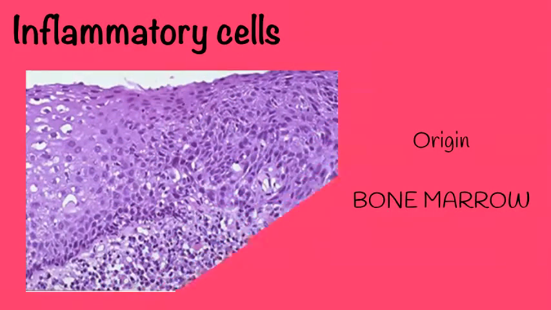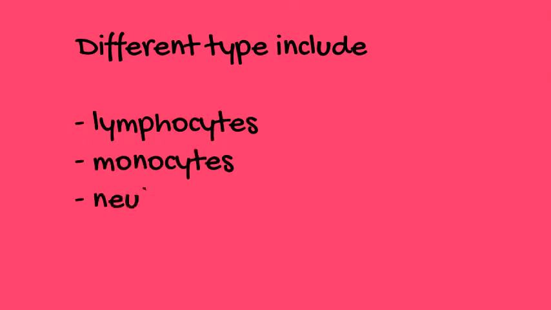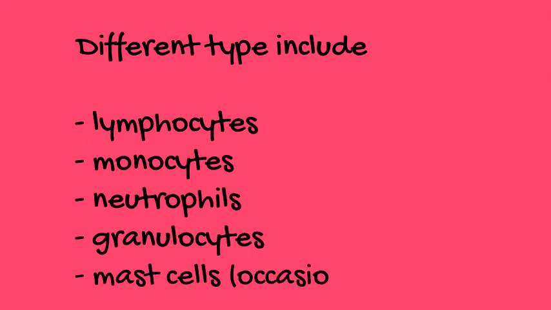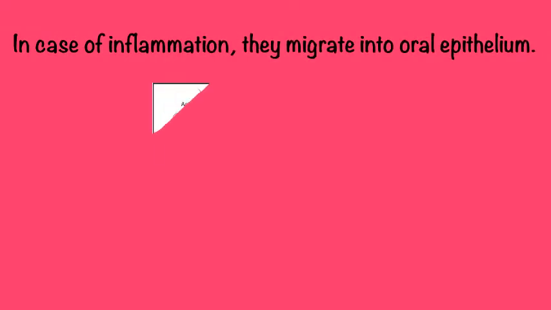Other cells, such as lymphocytes and polymorphonuclear leukocytes, are also found at various levels of the epithelium. They are considered non-keratinocytes.